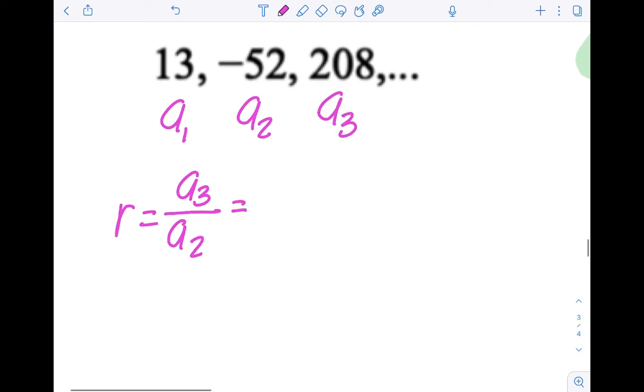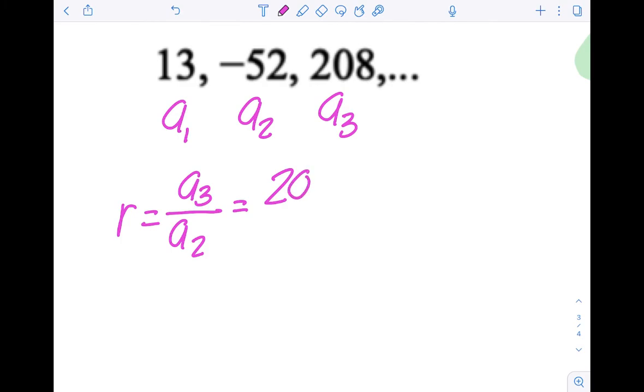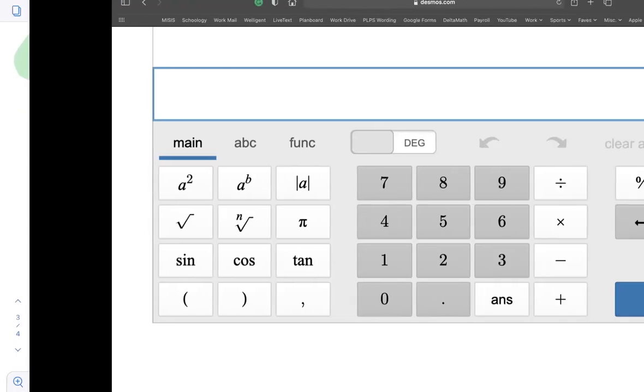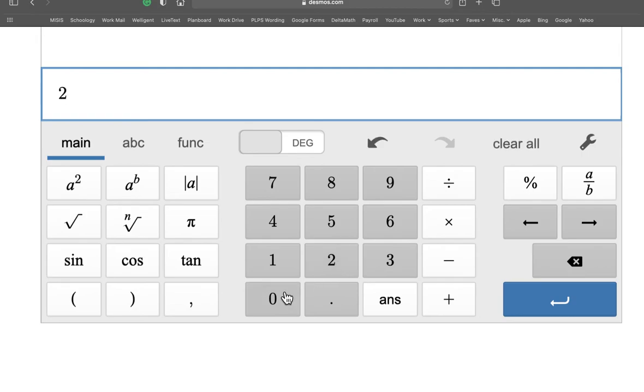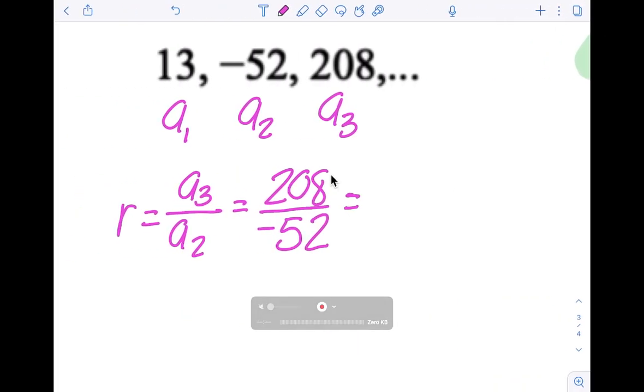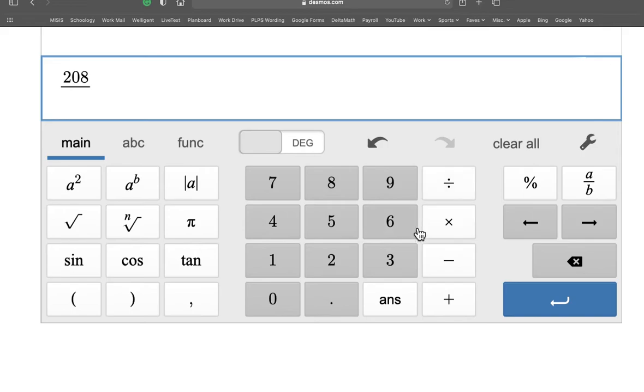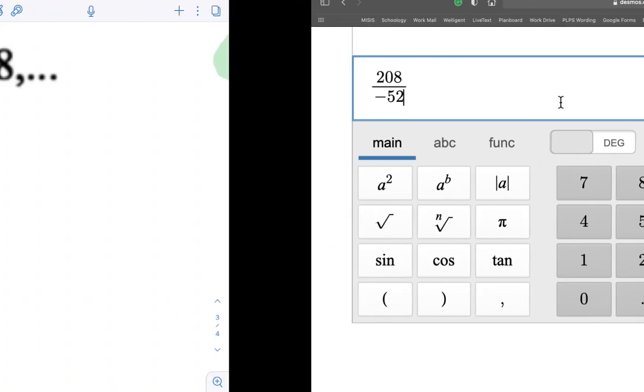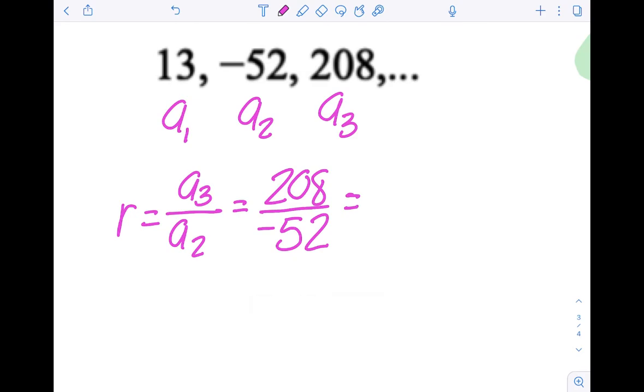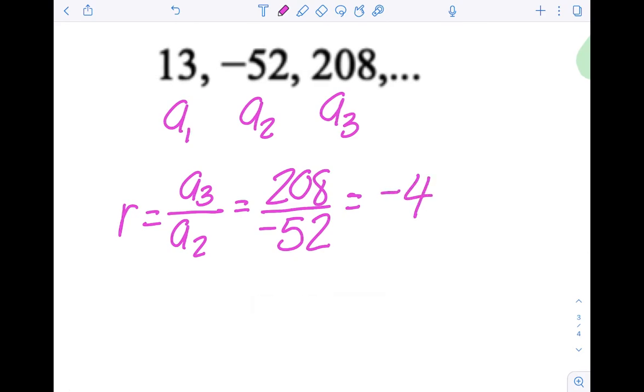So the third term is 208. The second term is negative 52. So I'm not sure what that is, so I'm going to use my tools, right? 208 divided by negative 52 gives me negative 4. Okay, so I get negative 4 here.